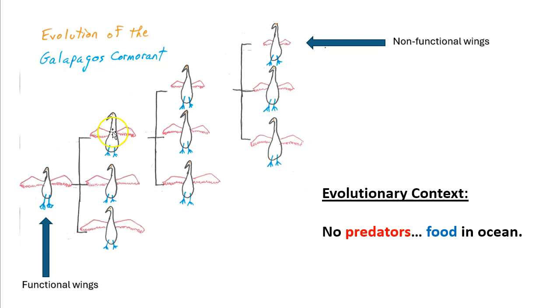And in that situation, it's beneficial to have smaller wings, so you have less drag when you're swimming under the water. So here we have it then. Because there were no predators, there's no penalty for reducing the size of the wings until they don't work anymore. And furthermore, there's a positive advantage to having smaller wings because then you're a better swimmer underneath the water.